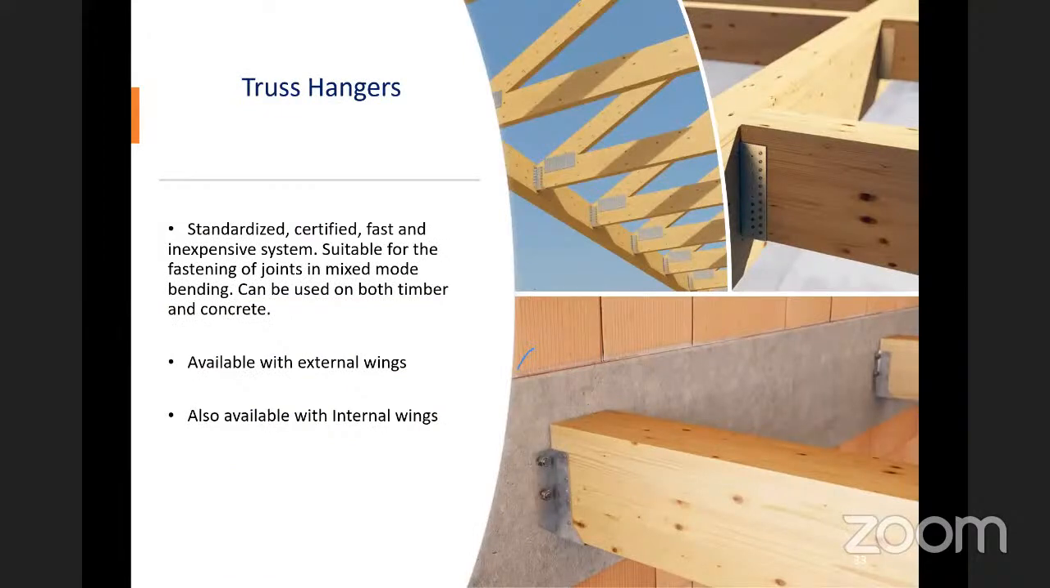Another line that could also be interesting to you guys that we deal with is the truss hangers. We have them such that they are certified for different applications. For example, the one you're seeing here is a truss hanger with external wing. So, depending on what your choice is, these are certified. They are not so expensive, and they will help you to achieve the kind of design that you want. We also supply all ranges of angle brackets, not just truss hangers.